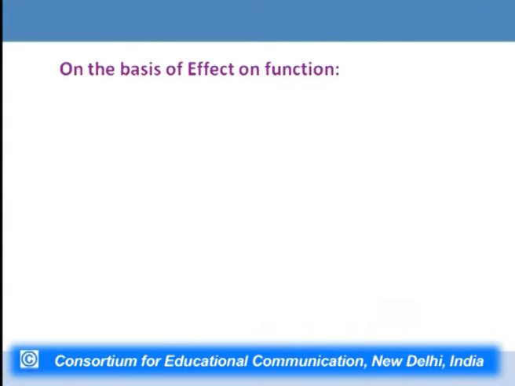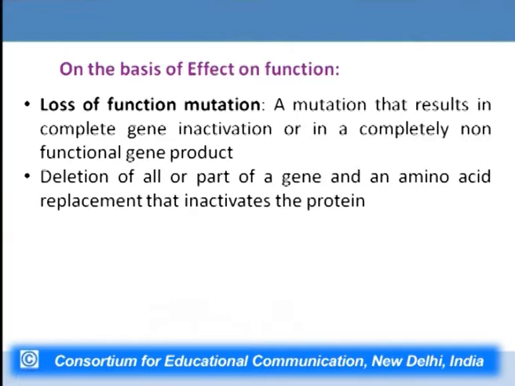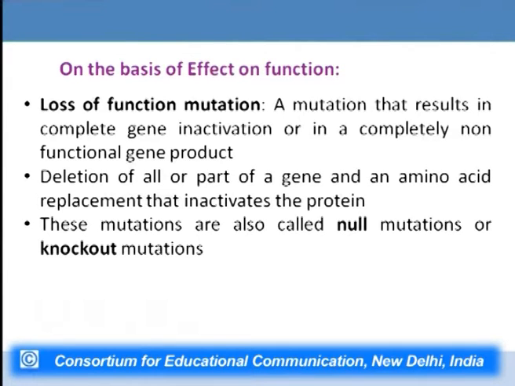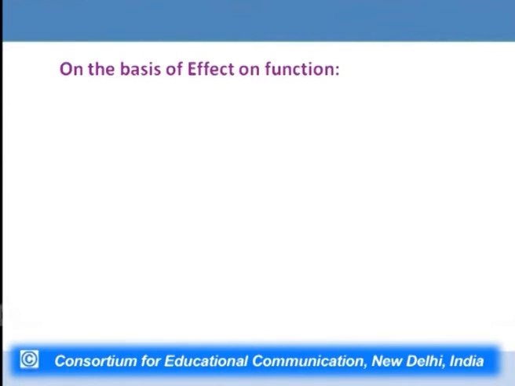On the basis of effect on function, the mutation could be classified as loss of function mutation, which results from the complete gene inactivation or in a completely non-functional gene product. This occurs because of deletion of a part of a gene or an amino acid replacement which causes inactivation of the protein. These mutations are also known as null mutations or knockout mutations. Now, Muller had termed these mutations as amorphic mutations.